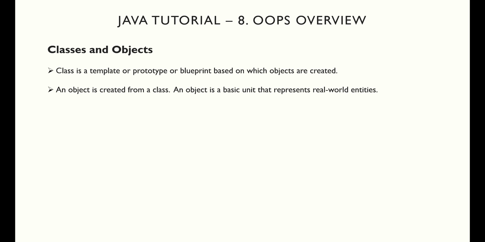An object is created from a class. An object is a basic unit that represents real world entities. In other words, an entity that has state and behavior is an object. It can be physical or logical. In most cases, it will be a physical entity. Memory is allocated as soon as the object is created.